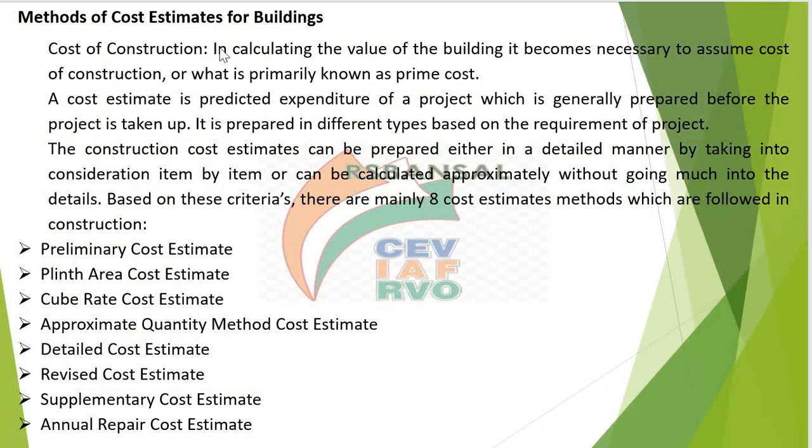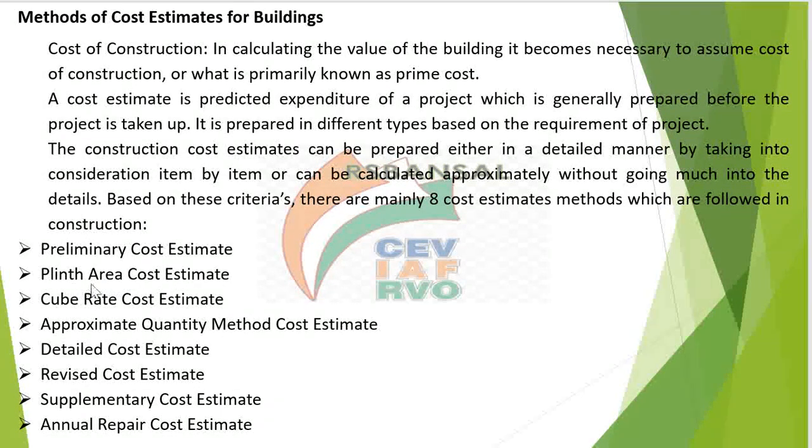So in cost approach, there are two things. One is cost of the land and then the cost of construction. So in cost of construction, basically you have to estimate the value of the constructed part. So it becomes necessary to assume cost of construction, or what is primarily known as prime cost. So there are different methods for calculating the cost estimate of the building.